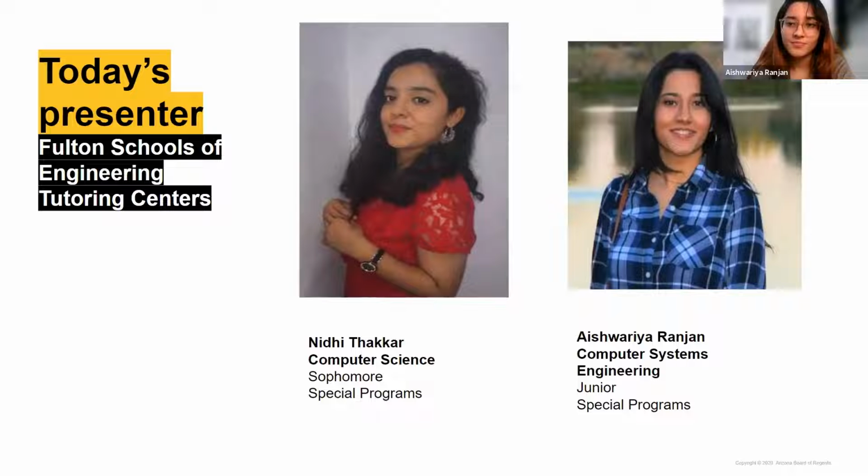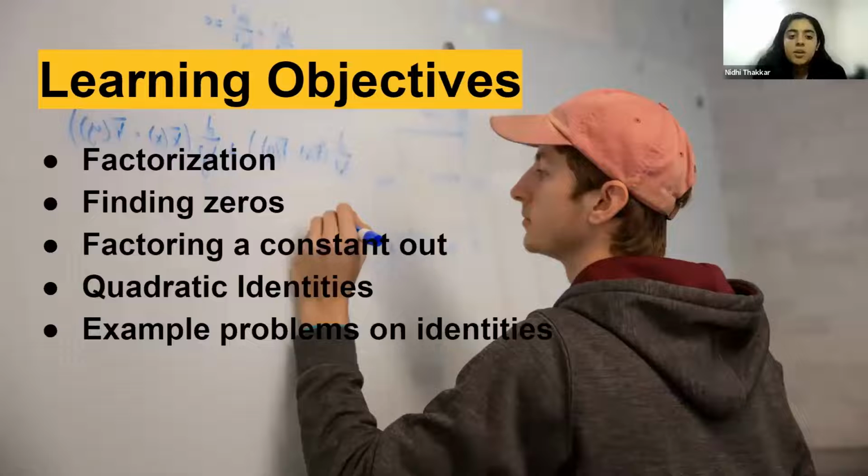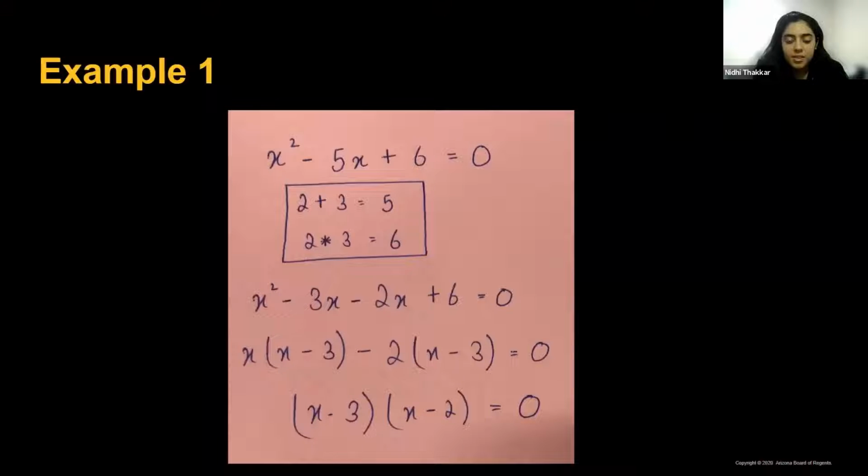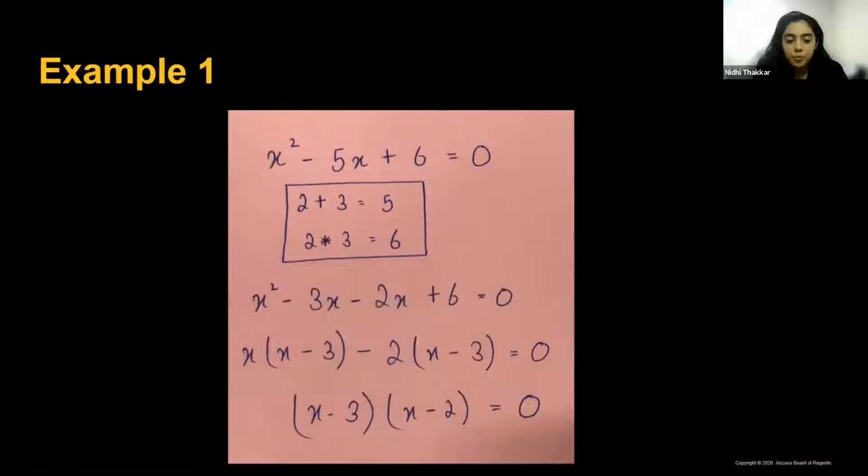So the learning objective, as we mentioned earlier, is factorization, finding zeros, factoring a constant out and finding zeros, quadratic identities, and we'll do example problems on those identities. So first we'll go over factorization. We'll start with some basic factorization and then we can level up.